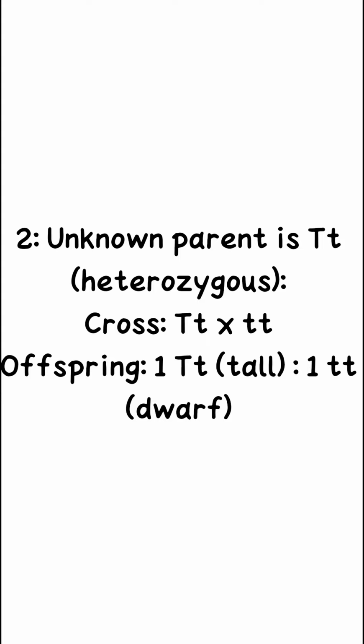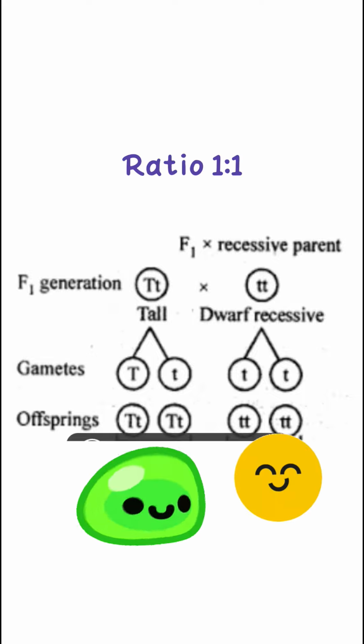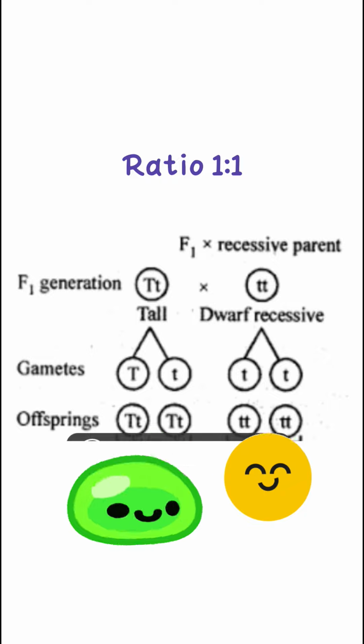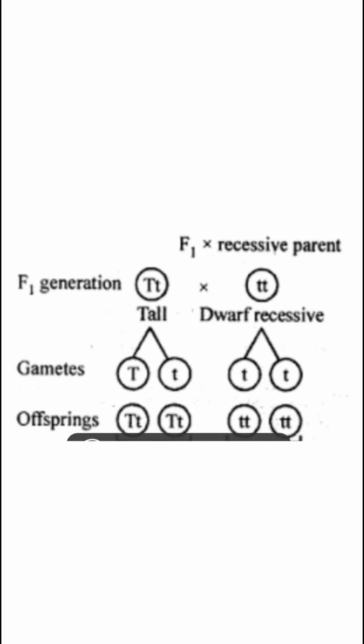So if a tall plant is capital T small t, and if capital T small t is crossed with small t small t, the gametes that are produced are capital T or small t, and small t. So the offspring will be capital T small t, tall, and small t small t, that is a dwarf. So the ratio will be 1:1, that is one tall and one dwarf. So if we get the 1:1 ratio of tall and dwarf, then the tall plant was heterozygous, capital T small t. So why do we use this test cross?